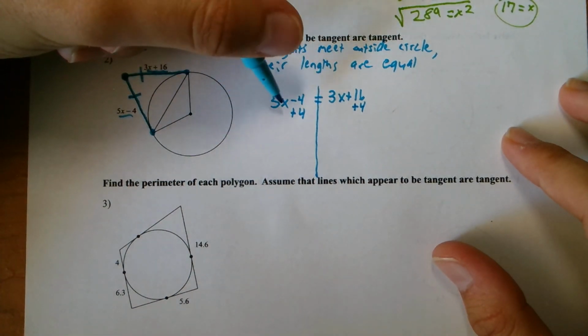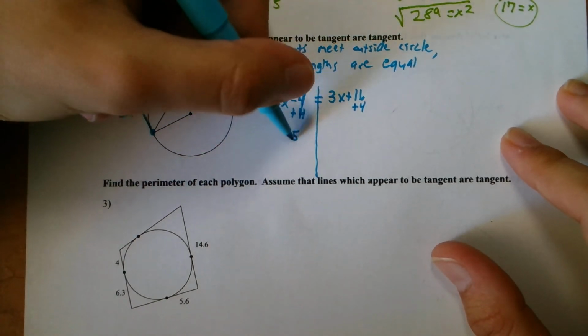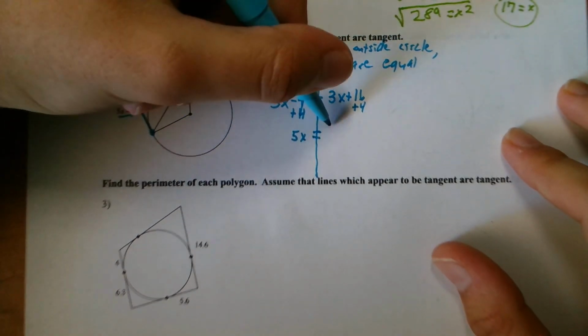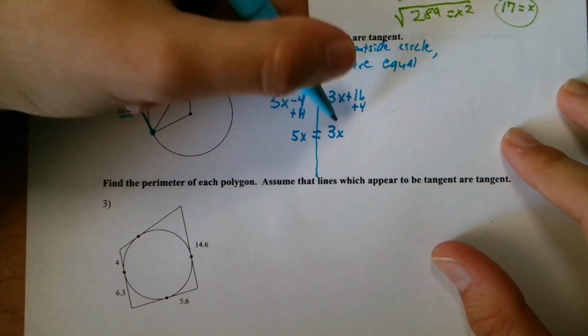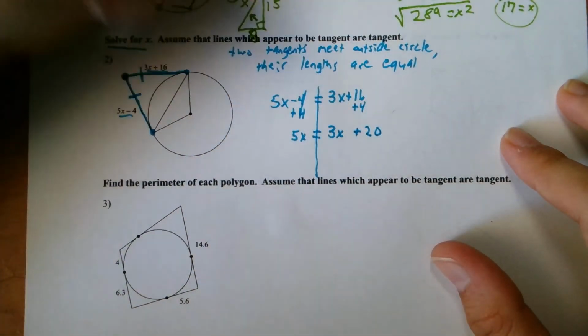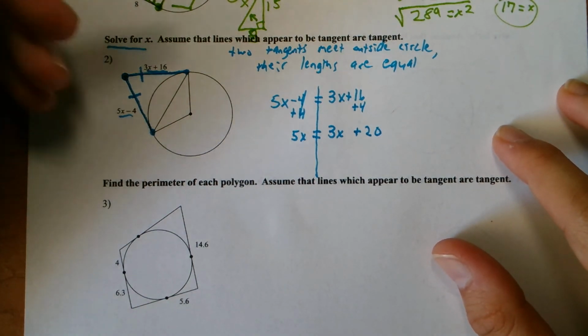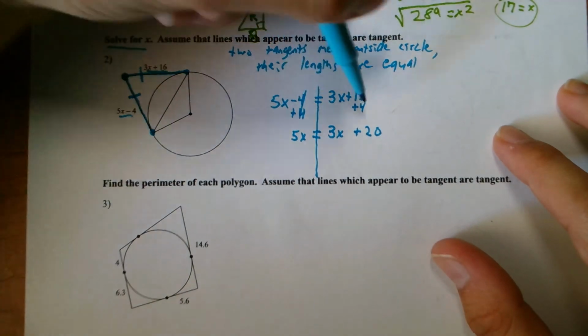So 5x minus 4, add your 4 on both sides. This 4 cancels out, so I'm left with 5x by itself. Bring down the 3x, that comes straight down. 16 plus 4 gives me plus 20. Cool. Alright, so now all the numbers are together.